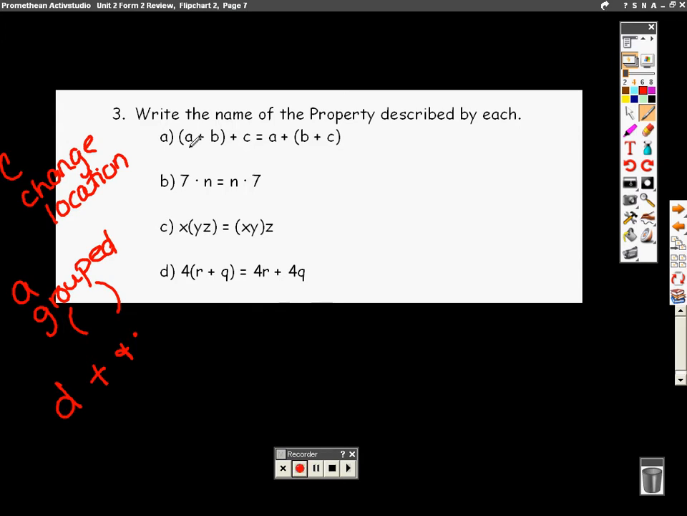Here, because it says A, B, C, A, B, C, and the only things that have changed are what's inside the parentheses, this is associative. For letter B, we have 7 times n and n times 7, so the location is what changed. So this is commutative.